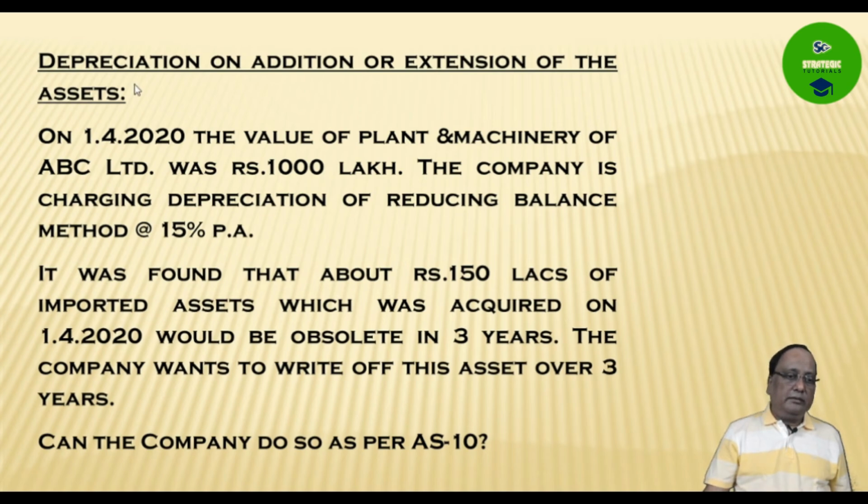Next, coming to depreciation on addition or extension of the assets. On 1st April 2020, the value of plant and machinery of ABC Limited was 1000 lakhs.